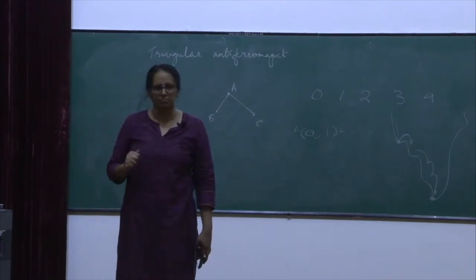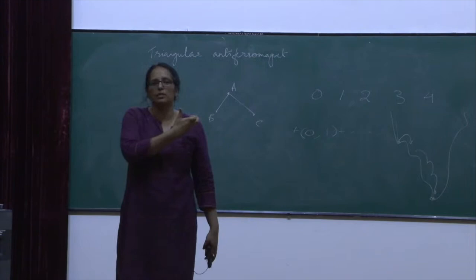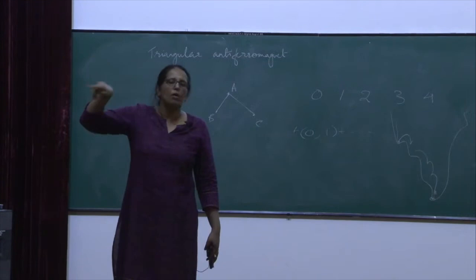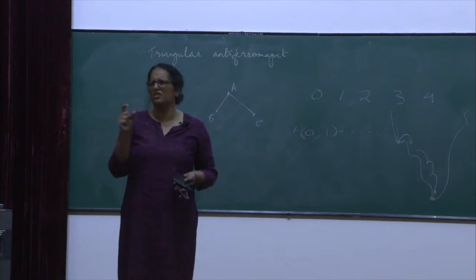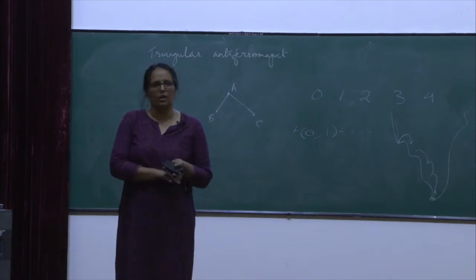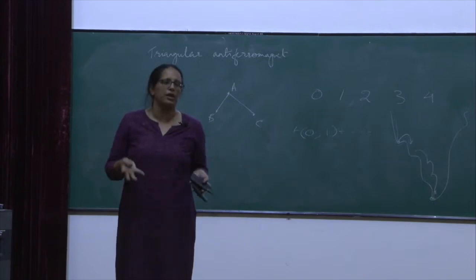So you can see immediately that this has two solutions. Either A and B are happening at the same time, or B and C are happening at the same time. And that's the best you can do. So even for this tiny situation where you have only three courses, already you can see that there are multiple solutions that can arise. So the moment you have a spin glass, you are in trouble.